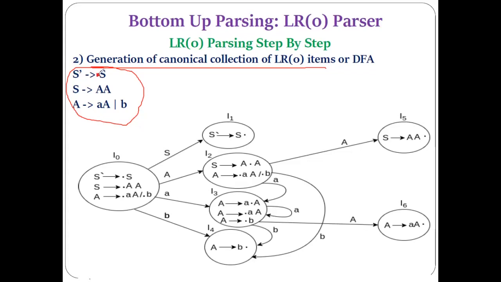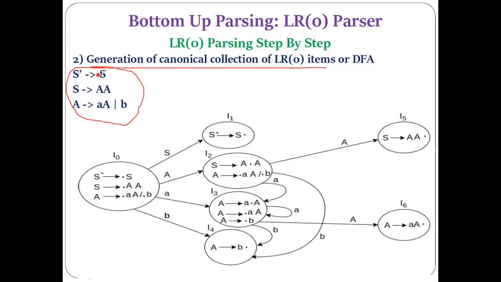Now, after adding the dot here, the next thing you have to do, as I said, in order to generate the canonical collection of LR(0) items, is utilize two important operations. First is the closure operation and second is the goto operation. Now, what is the closure operation? I already told you. It is compulsory to add a dot at the starting of this particular non-terminal.